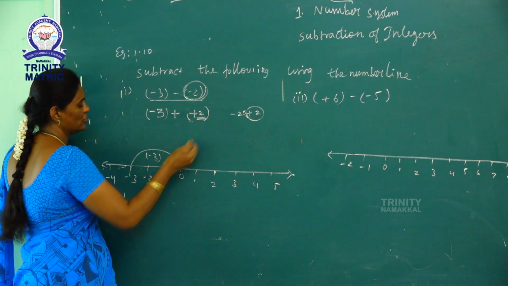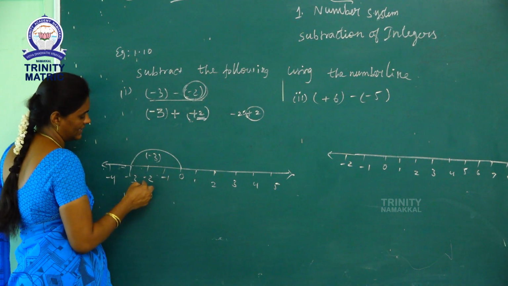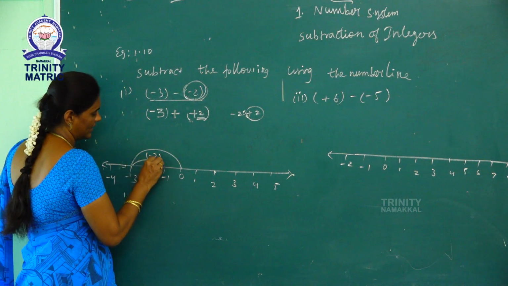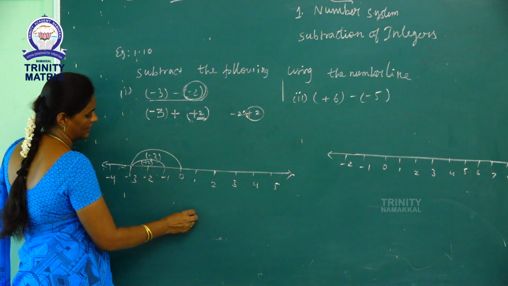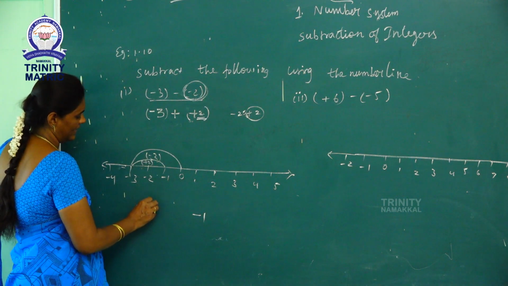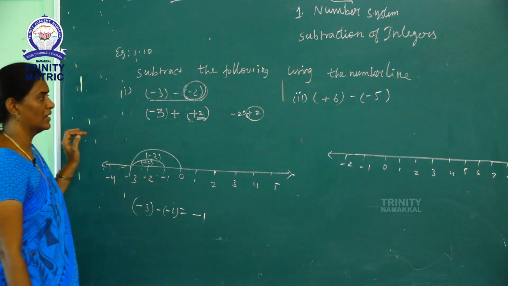How many units? 2 units. From minus 3 we count 2 units to the right side. 1, 2. Here it comes. This is plus 2. What is the final answer? Minus 1. That is, minus 3 minus of minus 2 is minus 1.